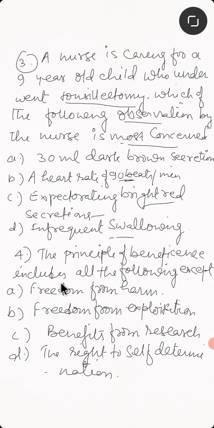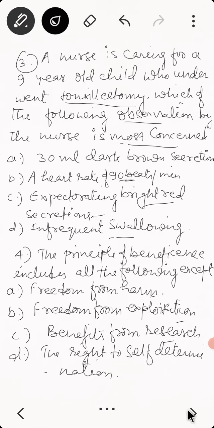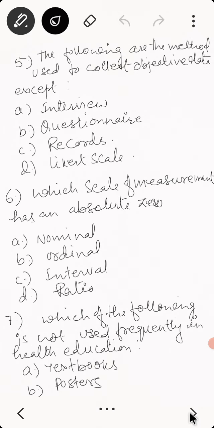Okay, moving on to the next question. The principle of beneficence includes all the following except. All are included, but one of these is not included. Your options for this are freedom from harm, freedom from exploitation, benefit from research, and the fourth one is right to self determination. Okay, so moving on to the next question.